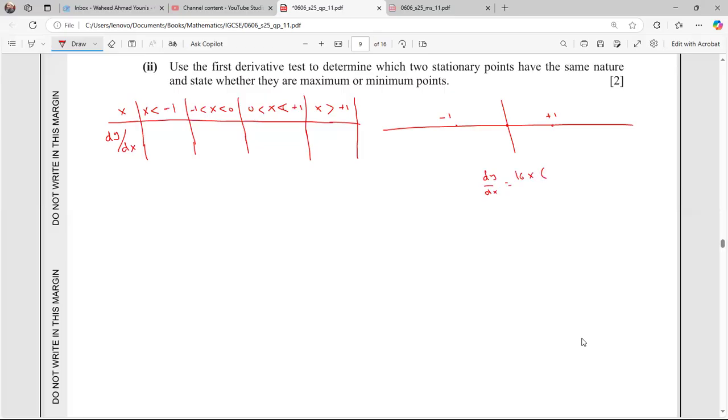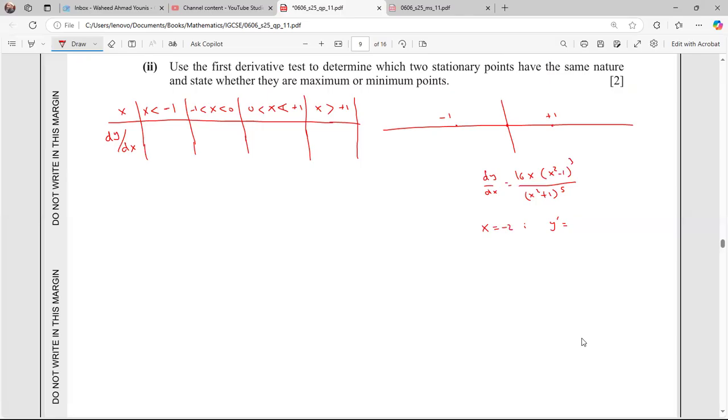16x into (x square minus 1) power 3 over (x square plus 1) power 5. So let's see. Let's take x equal to minus 2. I just took one number at random in this interval where x is less than minus 1. So at this number, what is the derivative? I don't need to evaluate the complete derivative, I just need to know the sign of it. Is it positive or negative?